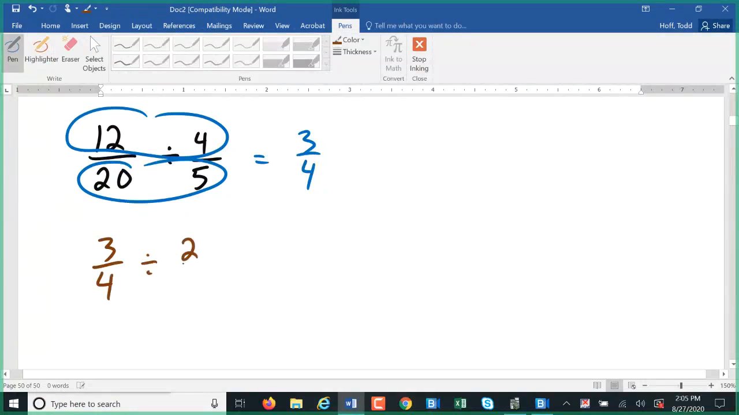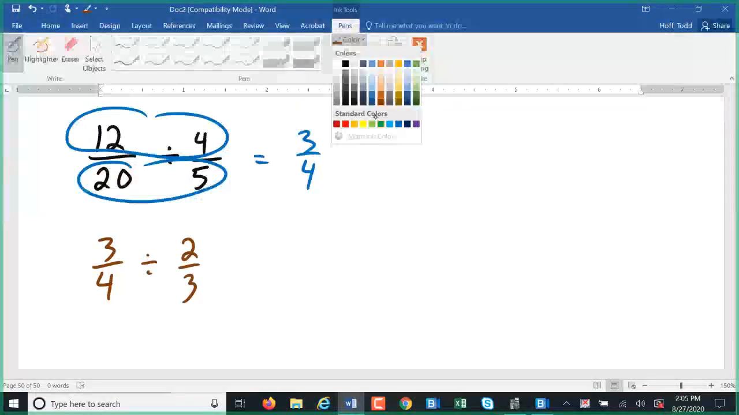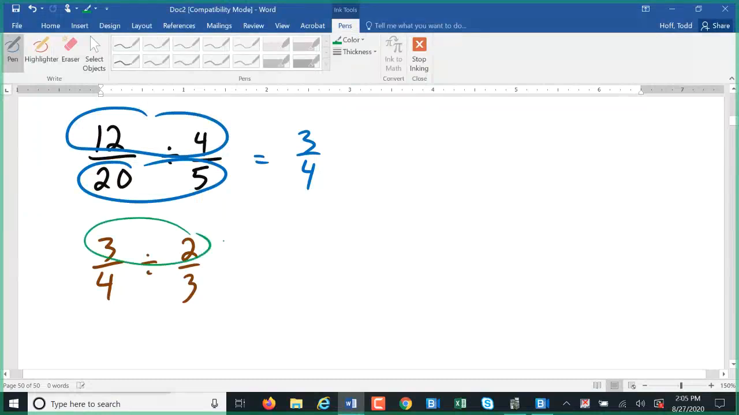3/4 divided by 2/3. If I were to divide that straight across, 3 divided by 2, well, that's 1 1/2 or 1.5. And 4 divided by 3, that's 1 1/3 or 1.33333333. They don't divide out evenly.